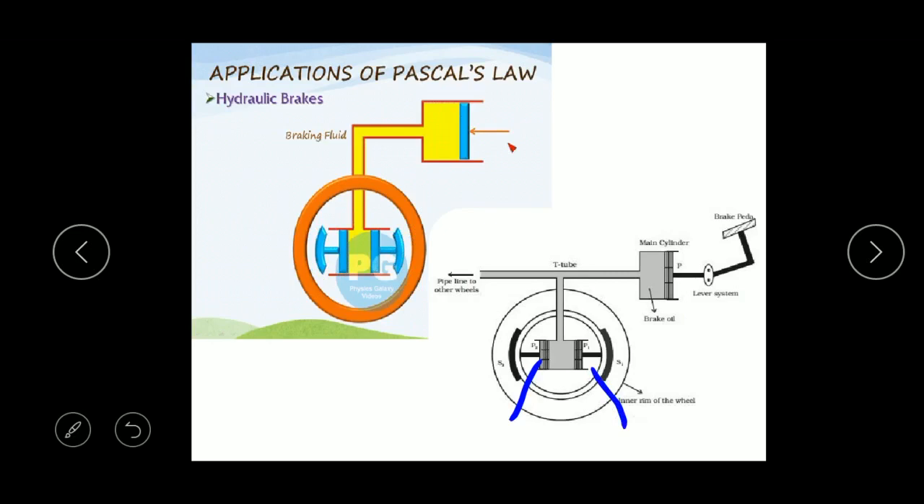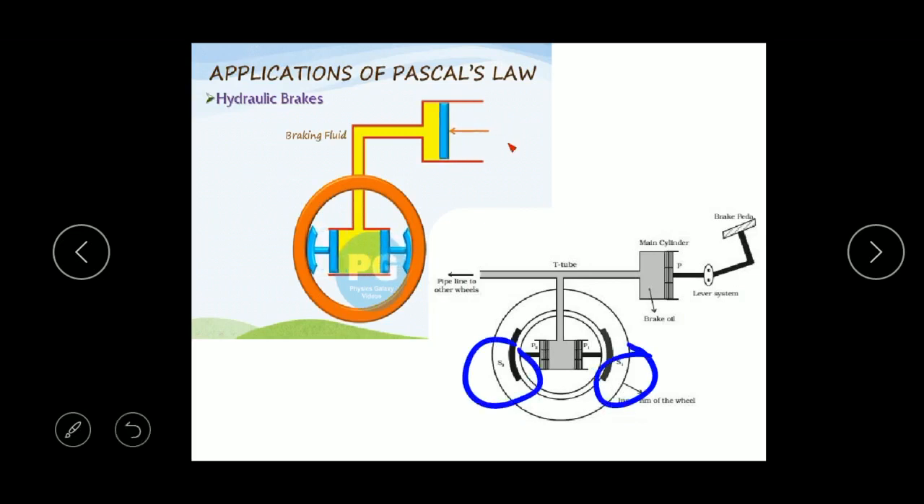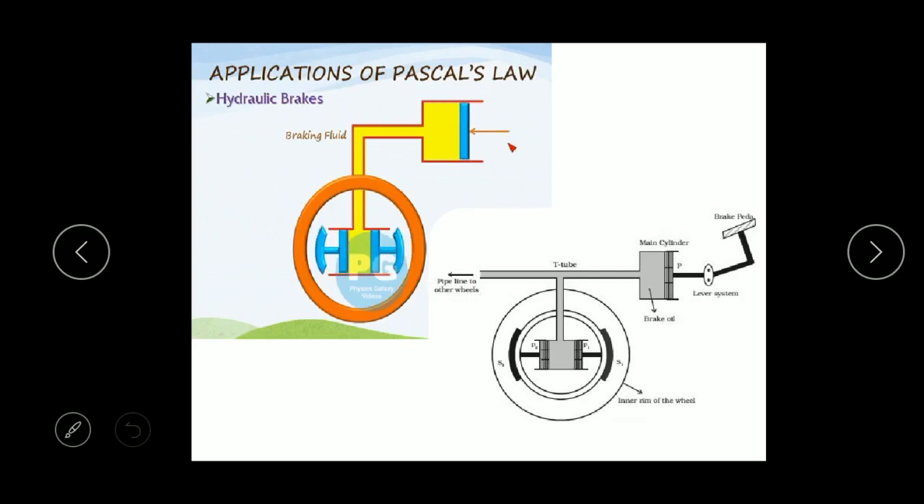The master cylinder is connected to the wheel cylinder through a tube, and the wheel cylinder consists of two pistons P1 and P2. These pistons press against the brake shoes S1 and S2. So S1 and S2 are called the brake shoes. This is the construction of the hydraulic brake system. Now let us see how this hydraulic brake system works.